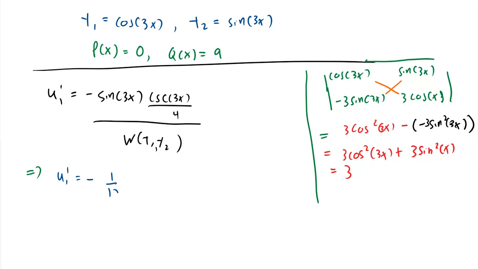1 over 12, right? Because the numerator is 1, divide the 4 on the bottom, right? So 4 is multiplying the denominator, which is 3. So we get negative 1 over 12. Now we just integrate.